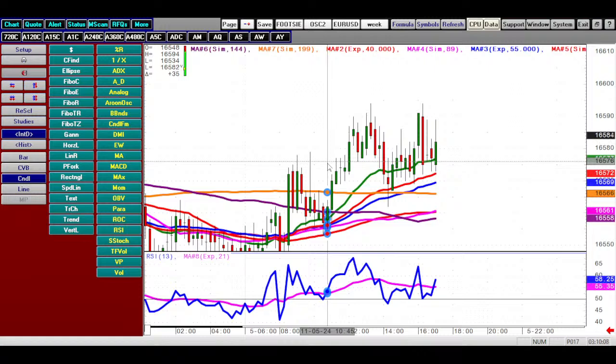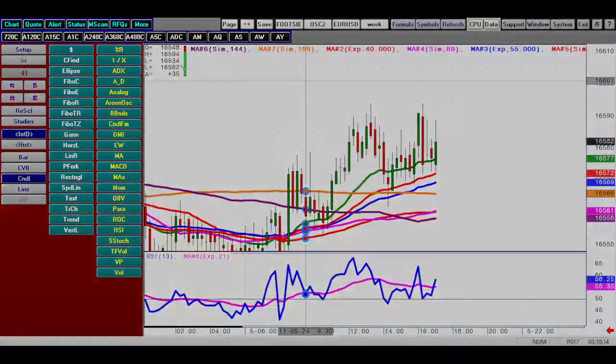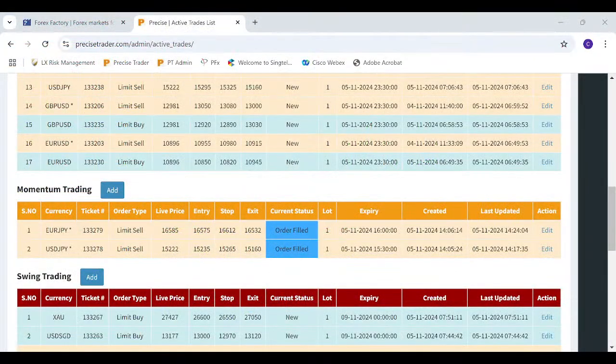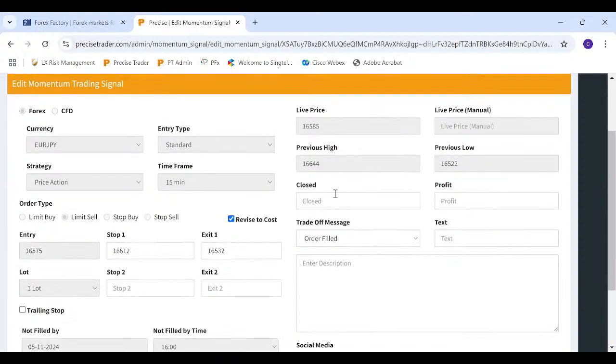Then the other one, okay, the other one can remain. Okay, let me change the thing. Then we can move forward into other trades. Okay, let me change this.